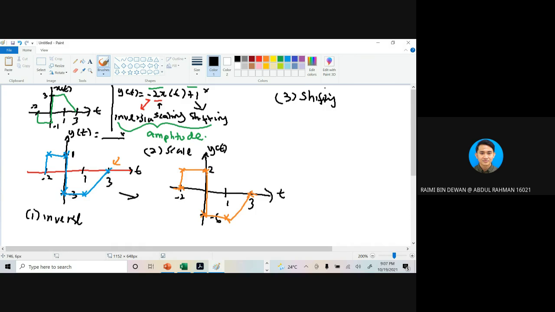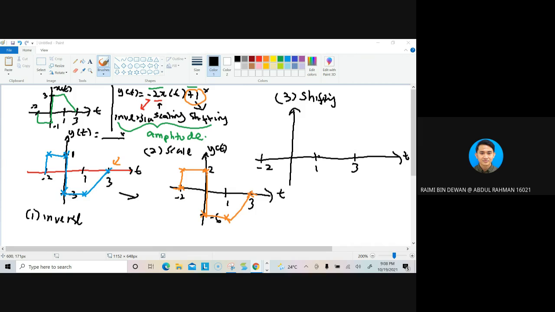Here you see there is shifting, which is positive 1. So your signal will move upwards. Again, there is no change in your time, so it's still the same: 1, 3, and negative 2. Make sure there is no change in time. Now increase upwards by 1.